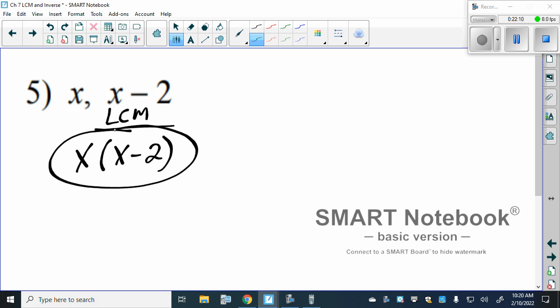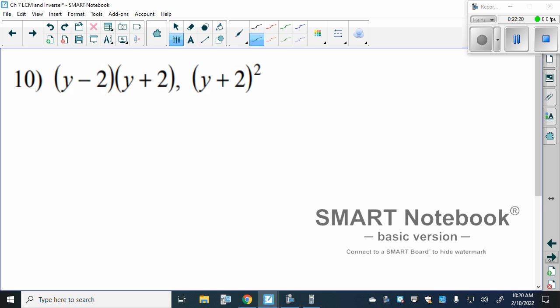I really feel like having the variables or expressions like x minus 2, these here are easier to work with for least common multiple, because it's seeing how many of that do I have and getting them all to match.